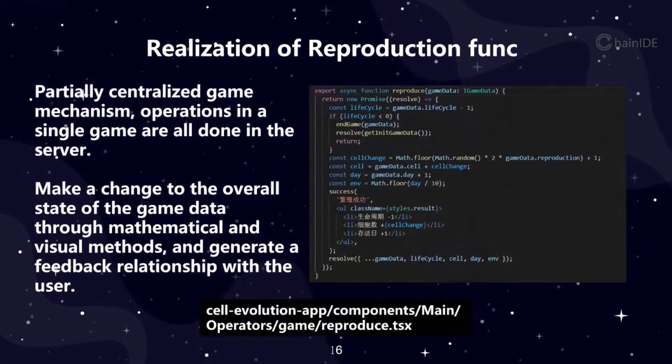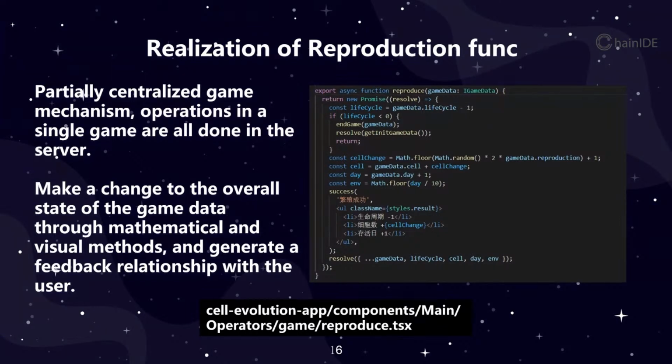Okay, let's see the realization of the reproduction function. We know that we can use the reproduction operation by clicking the reproduce button. Because one round of the cell evolution is a centralized game mechanism, we do this reproduce operation in the server, and when users click the reproduce button, it will change the overall state of the game data through mathematical and visual methods.